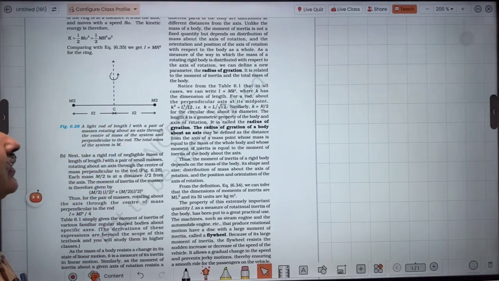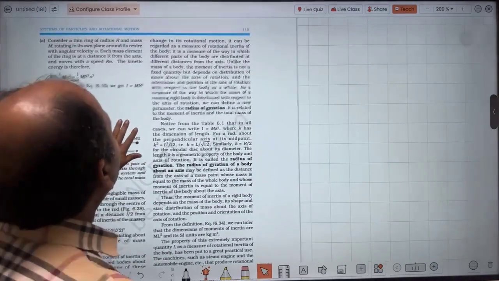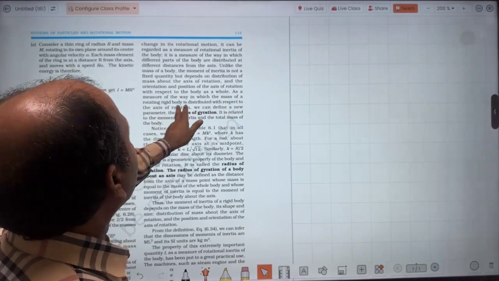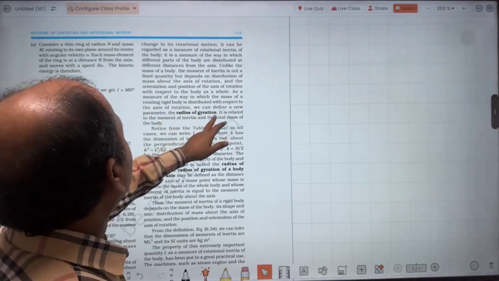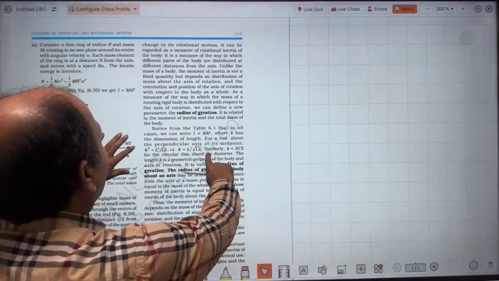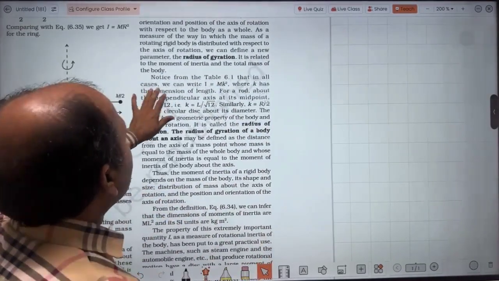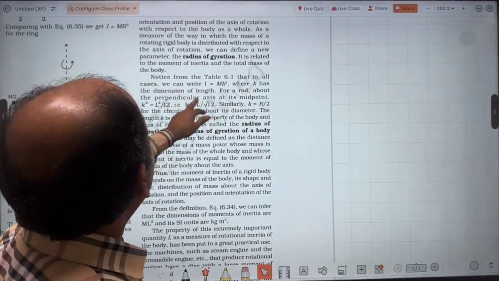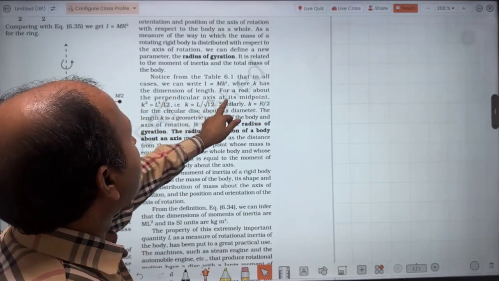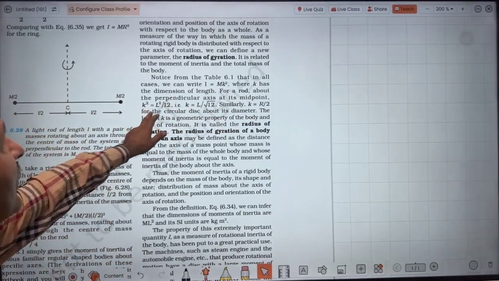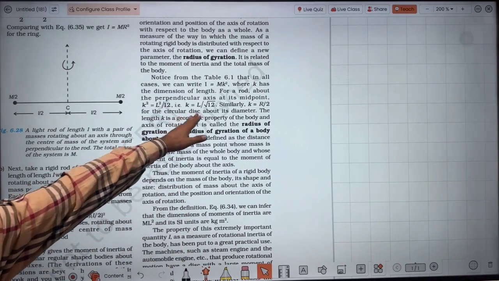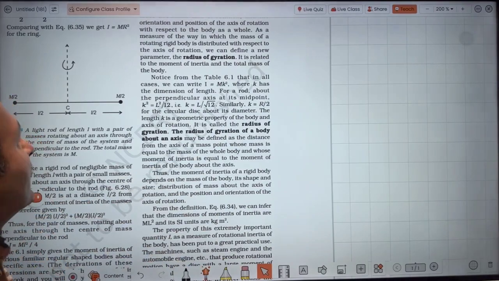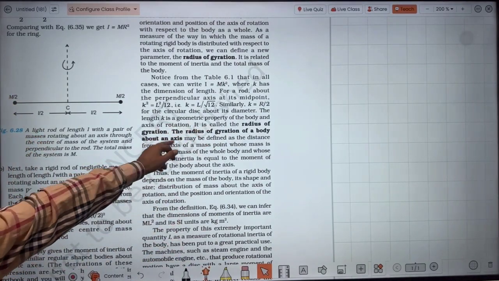Now I told you about radius of gyration. The same thing is mentioned here: as a measure of the way in which the mass of a rotating body is distributed with respect to the axis of rotation, we can define a new parameter called the radius of gyration. Here the radius of gyration of certain bodies is given, like k for a rod about the perpendicular axis through its midpoint, given by k square equal to L square by 12, or k equal to L by root 12. Similarly, k equal to r by 2 for the circular disc about the diameter. The length k is a geometric property of the body.